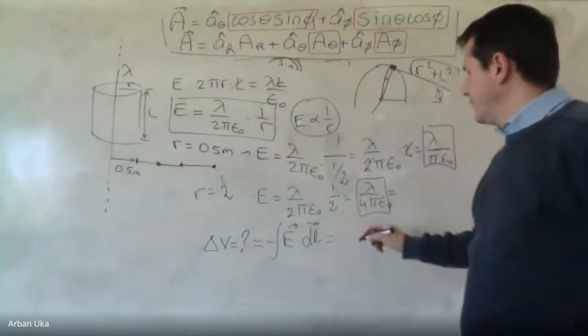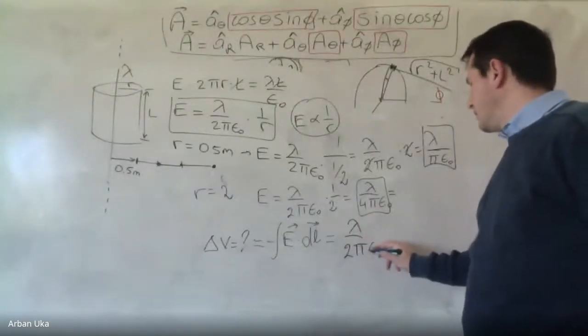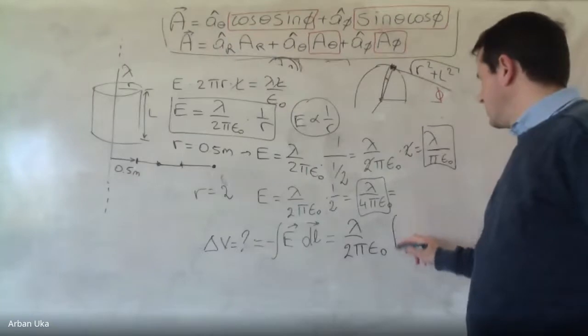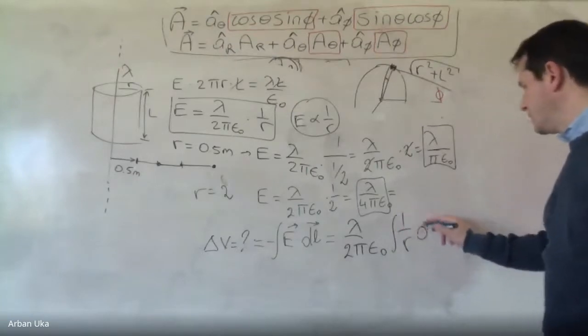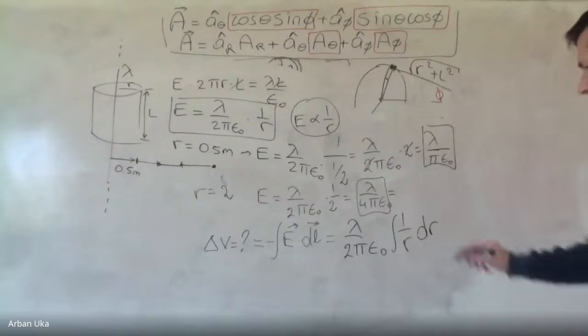What is E? E is equal to lambda over 2 pi epsilon 0 integral of 1 over r dr. What is the integral of 1 over r dr?